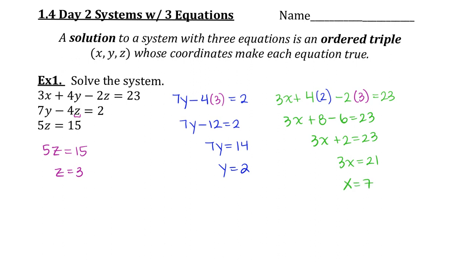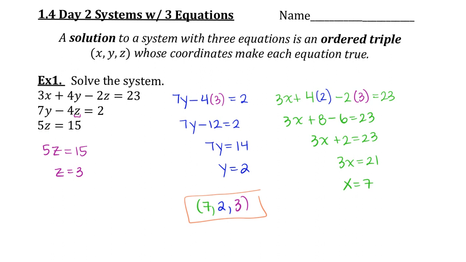So I solved for all 3 variables. Now for my final answer, I'm going to write an ordered triple. So alphabetical order, x first, then y, then z. If you wanted to check your answer, if I take 7, 2, and 3, and I plug it in here, here, and here, it'll equal 23. If I take y and z, and I plug it in here and here, I should get 2. And then if I plug in z, 3 here, I should get 15. So that's how you can check your answer yourself.